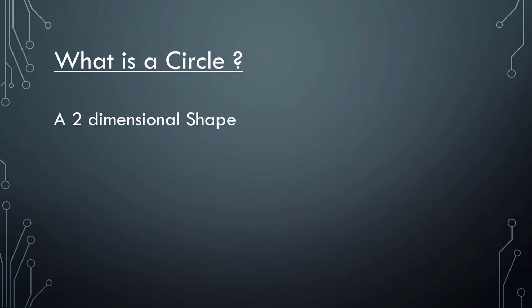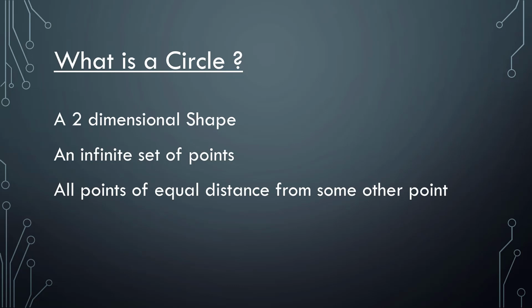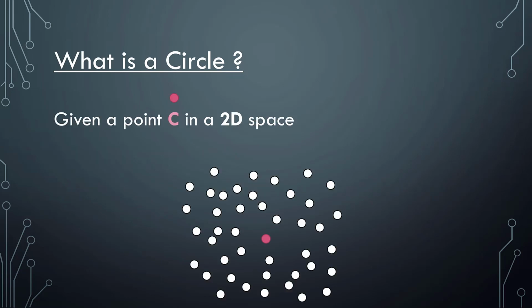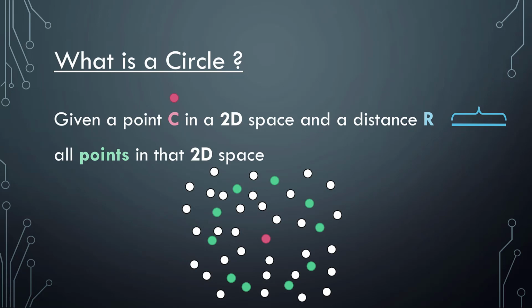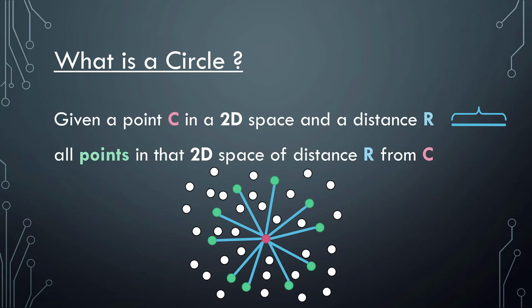So what is a circle? Obviously it's a two-dimensional shape. You can say it's an infinite set of points. That's true for any shape. And we can say that it's all the points that are of equal distance from some other point. It's kind of a convoluted way. Let's be a bit more formal. Say we have some point C in two-dimensional space, and we have some measure of distance. We call it r. And we say that all the points in that two-dimensional space that have this distance r from that point C form a circle.